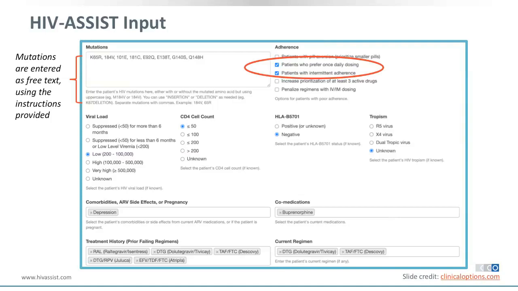I'll note one really nice aspect of the tool is this ability to include prior failing regimens, even if you don't have known genotypes at the time, because the tool will then note that this person was viremic on these drugs, and therefore there may be concerns about resistance there.